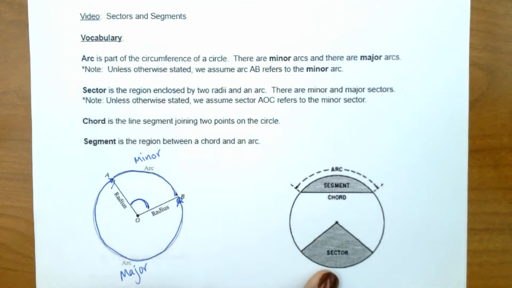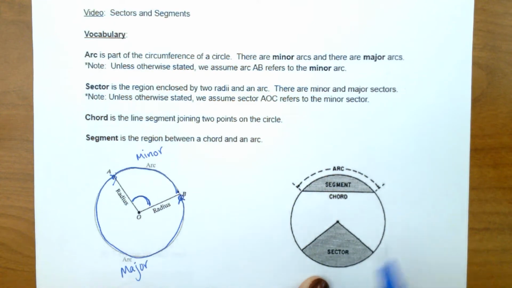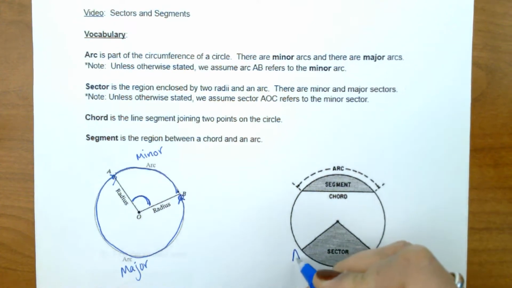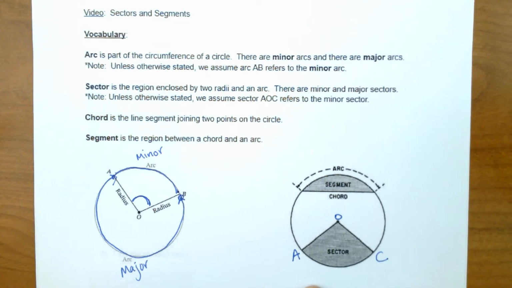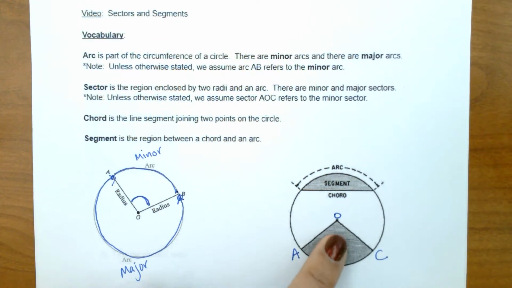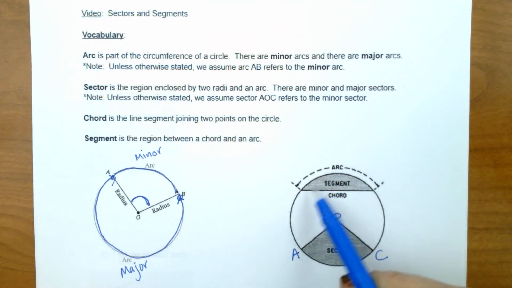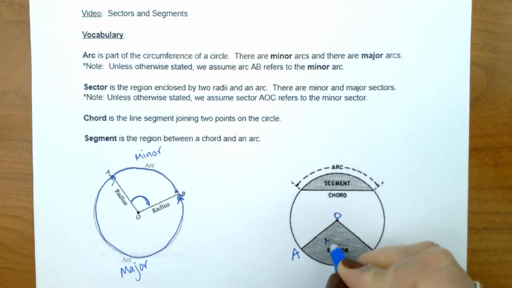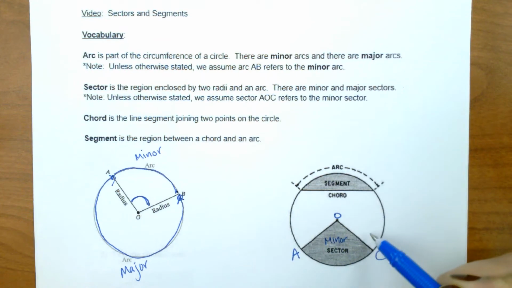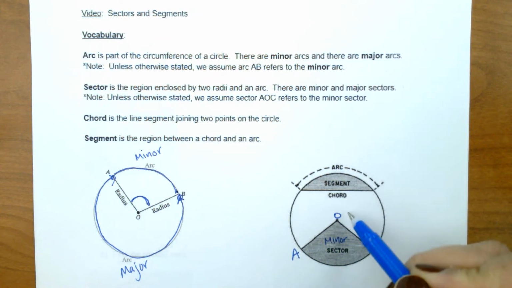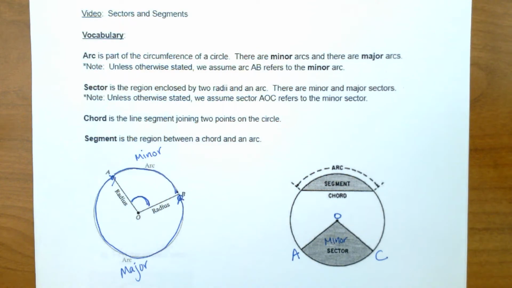So let's take a look at this second picture. This shaded region is the sector. This is AOC. So if they say sector AOC, they're pertaining to this one in here. There's also this outside part, which is the major sector. So here is the minor one, and if I shaded everything outside, this whole thing would be the major one. But again, we're going to be looking at minor sectors for the most part.